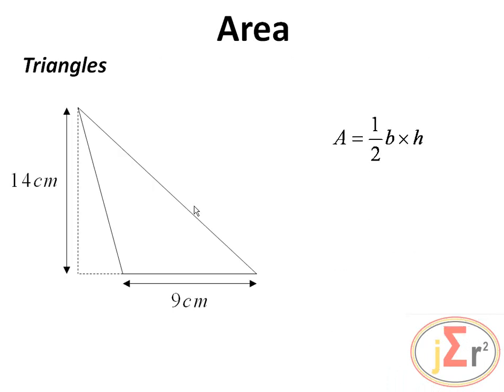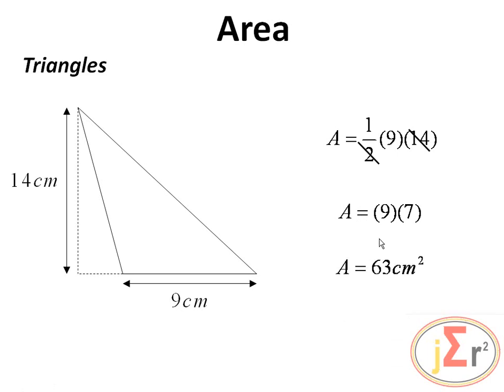Now, notice how this triangle is drawn, where the dimension that represents the height is not within the base of the triangle. But that's okay, as long as wherever we consider to be the base, the height is perpendicular to that, we are okay. A half base times height as usual. So a half, 9 times 14. Of course, no problem seeing how that will be reduced. So area is 9 times 7, which is equal to 63 centimeters squared.